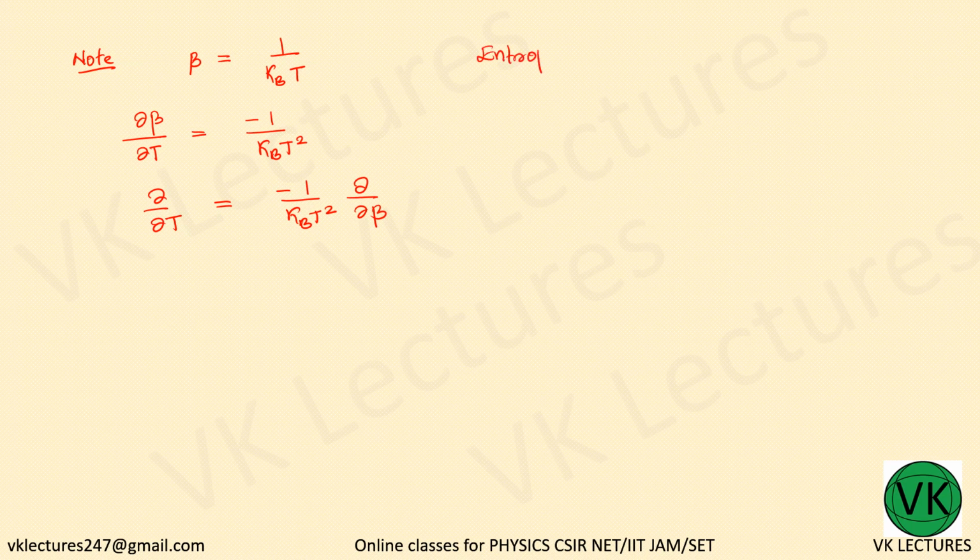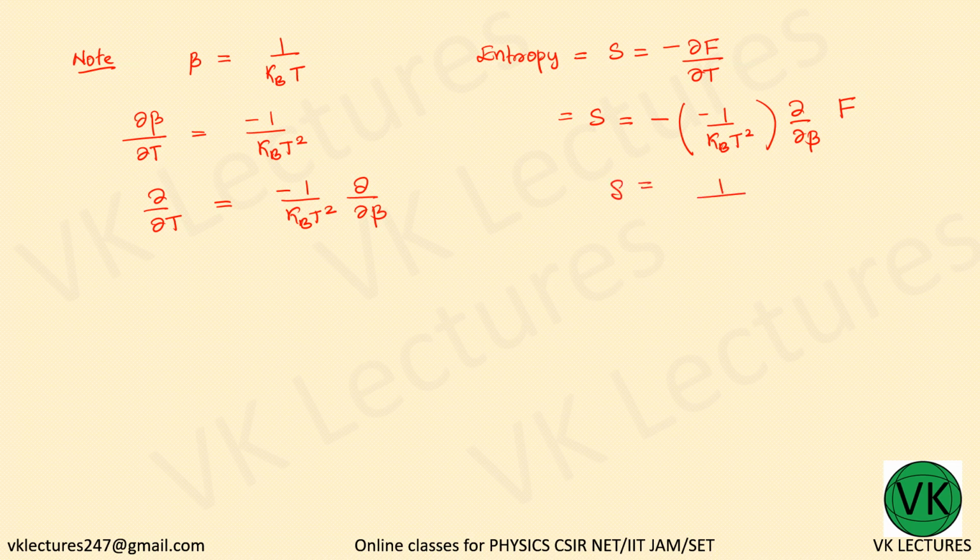So we have the formula for the entropy. For finding the entropy, we have S is equal to minus dou F by dou T. Now instead of dou by dou T, we can also write S is equal to minus, instead of dou by dou T, minus 1 by kBT squared into dou by dou beta of F. So that gives us S is equal to 1 by kBT squared dou by dou beta of F. This is another formula for finding the entropy. If F is given in terms of beta, we can use this formula. If F is in terms of temperature, we can use the first formula.